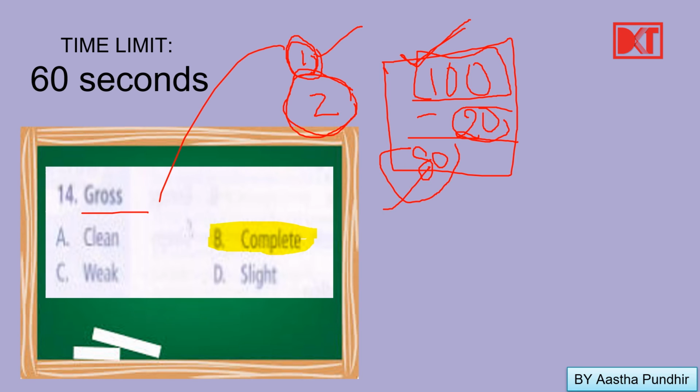Alright. Now coming back to the question, gross is the synonym of complete. The other words, clean matlab something that is saaf, weak and slight. Slight is something very small. Like this is some sort of food, so इसमें से can I have a slight piece of it, which means can I have a small piece of it. Okay, now that's it. Let's move on to the next one.